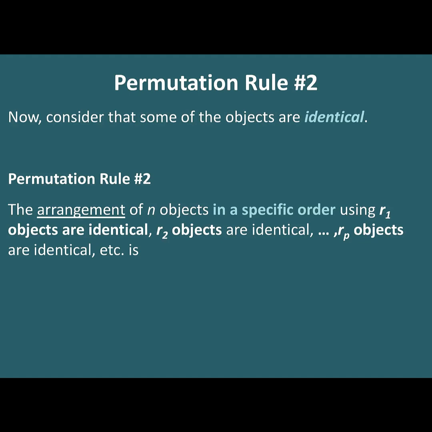Permutation rule number 2 states that the arrangement of n objects in a specific order using r sub 1 objects that are identical, r sub 2 objects that are identical, all the way up to r sub p objects that are identical, will follow this formula here. N factorial divided by r sub 1 factorial times r sub 2 factorial all the way up to r sub p factorial, where r sub 1 plus r sub 2 plus all the way up to r sub p is equal to n.